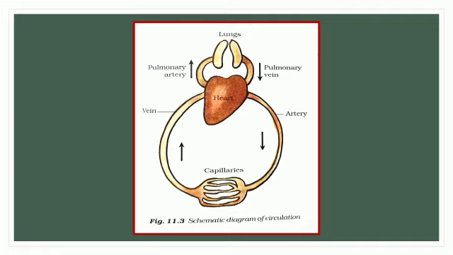From the right auricle, the deoxygenated blood is again pumped into the right ventricle, and from the right ventricle, the deoxygenated blood, or the blood which is rich in carbon dioxide, is pumped into the lungs for further purification through the pulmonary arteries. Children, this is the full circulation of the blood.